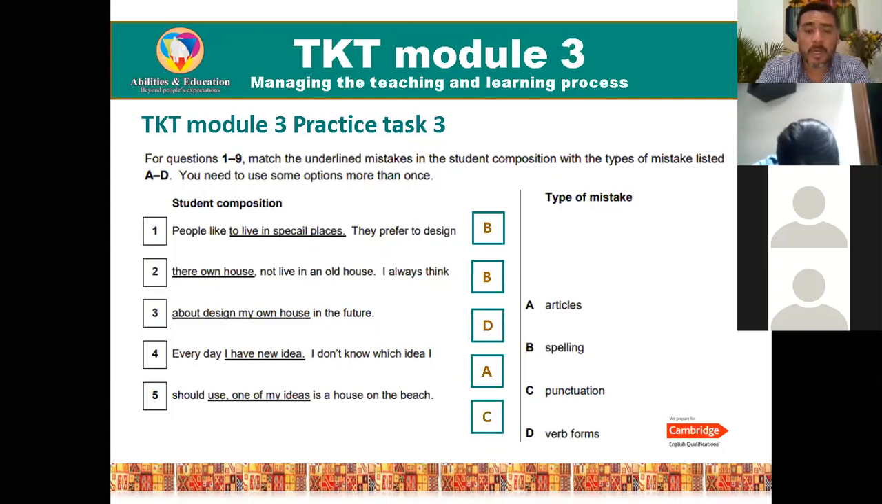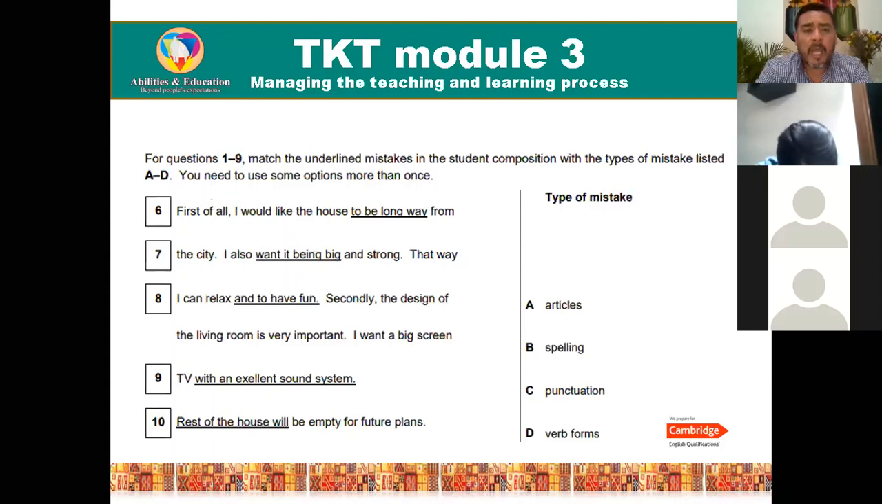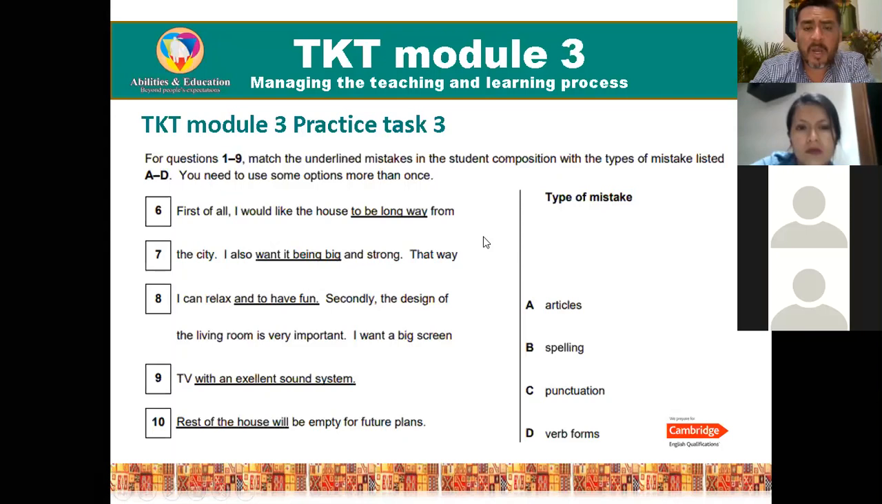Let's continue. First of all, I would like the house to be long way from the city. What's the mistake here? To be long way. What's the type of mistake here? Good, we are practicing our English here. All right, you need to identify the mistake. In each underlined expression or phrase, there is a mistake. Spelling, teacher. Spelling? No, actually it is spelling? Yes, yes, because it's a long way.